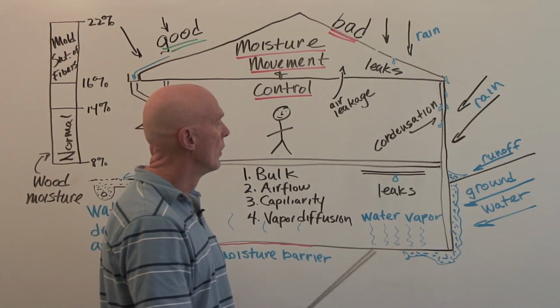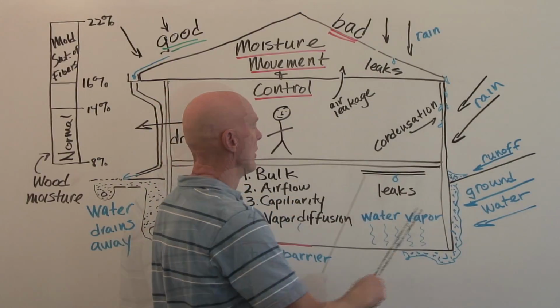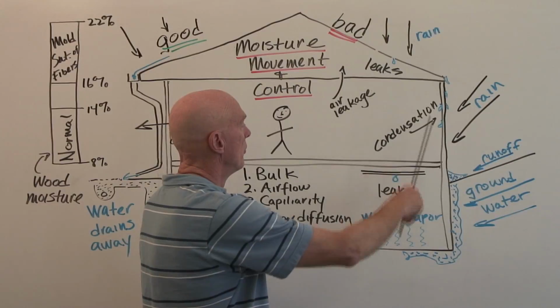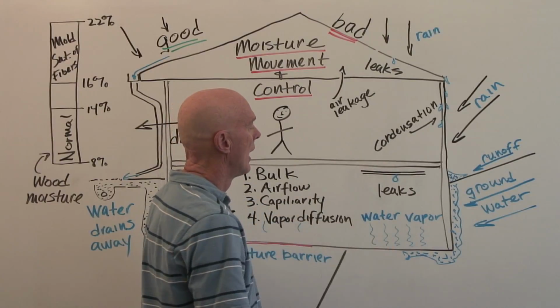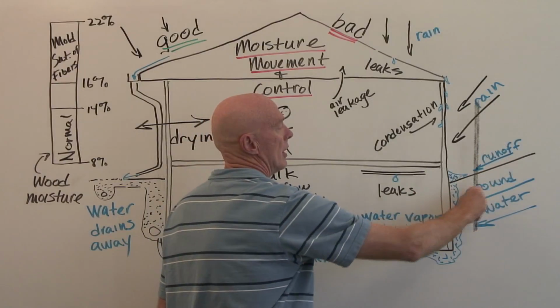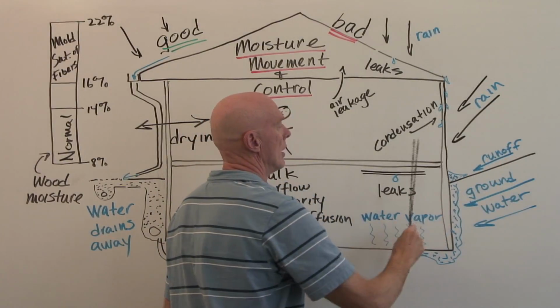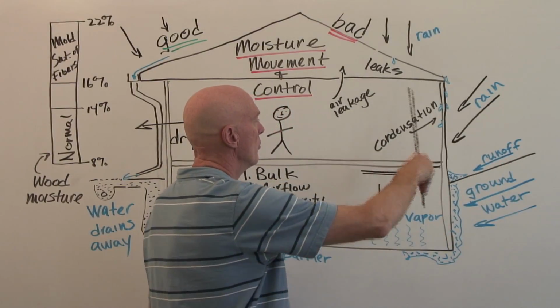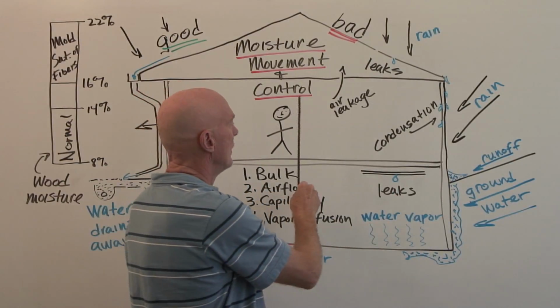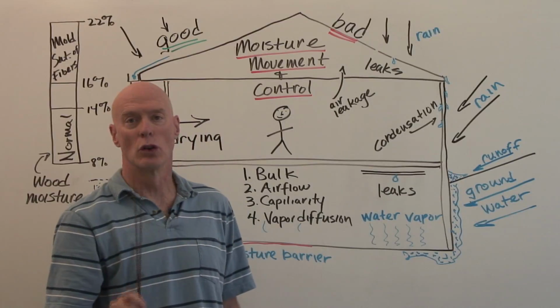And so we have sources of water, and then we have the water moves around inside the house by airflow and by capillarity. We have a source of water. We have water capable of moving around inside the building, and that is related to our source of moisture.